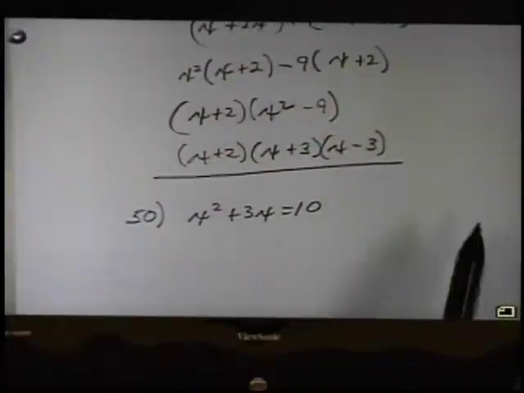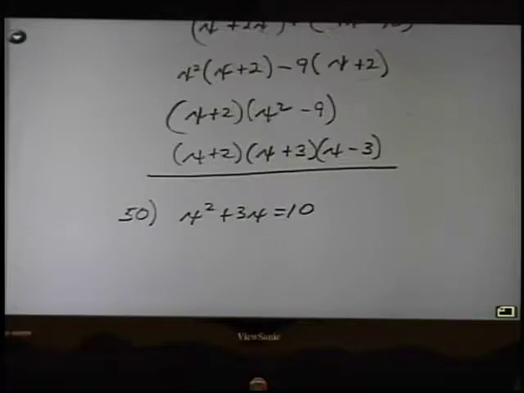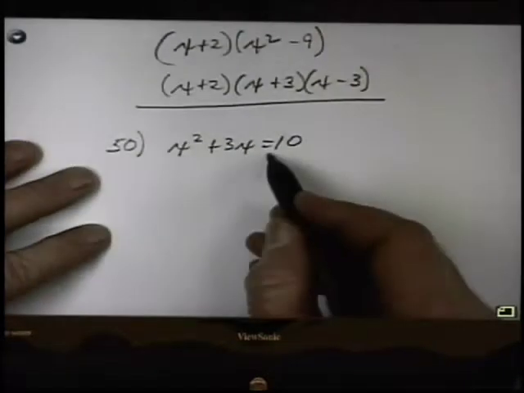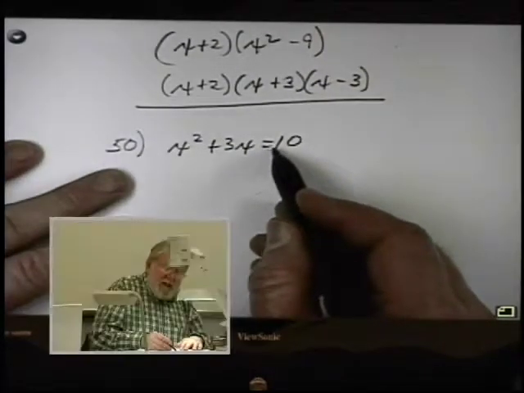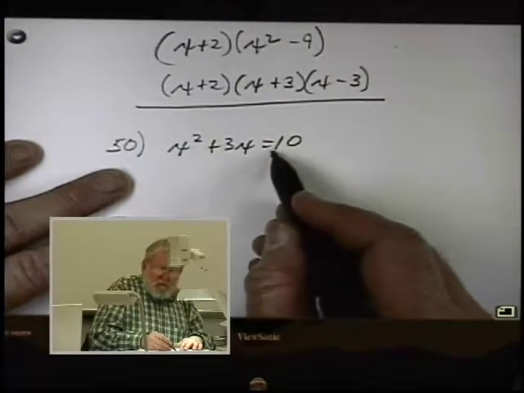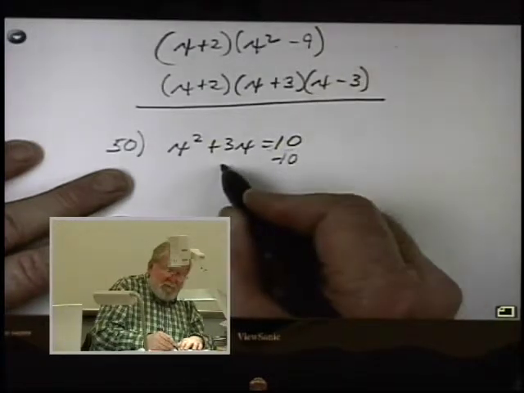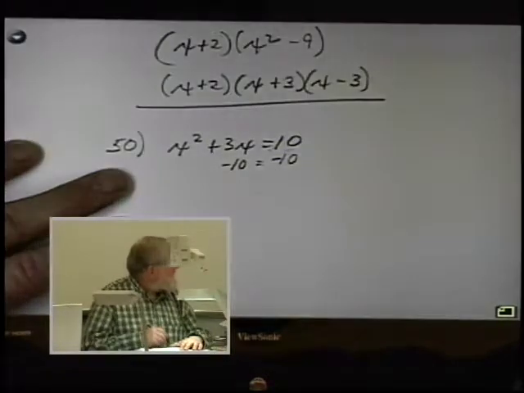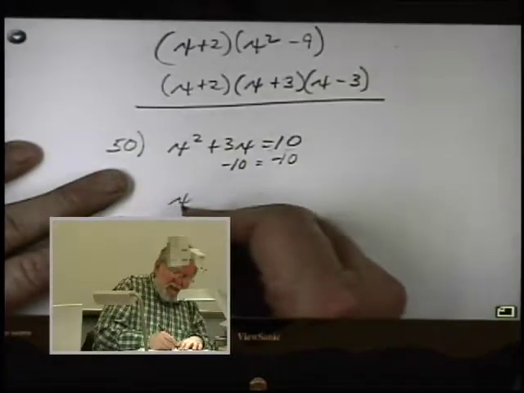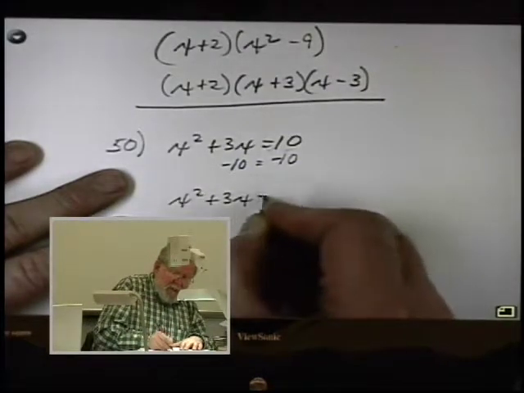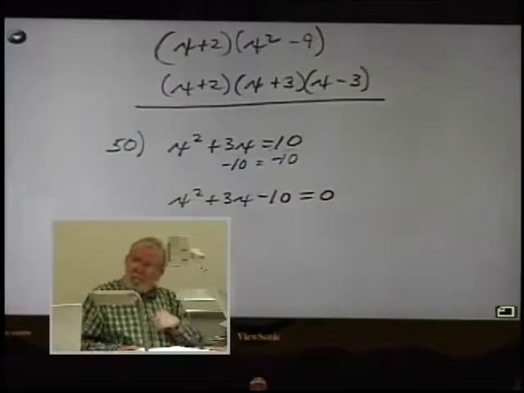Number 50 is x squared plus 3x equals 10. Now this is an equation and we want to solve for x. We want to find out what x equals. Well, to do that, we're going to make this equal to 0, and then we can factor it. So we'll subtract 10 from this side, and then we'll be equal to 0. And if we subtract 10 from this side, we have to subtract 10 from the other side. So this becomes x squared plus 3x minus 10 equals 0.